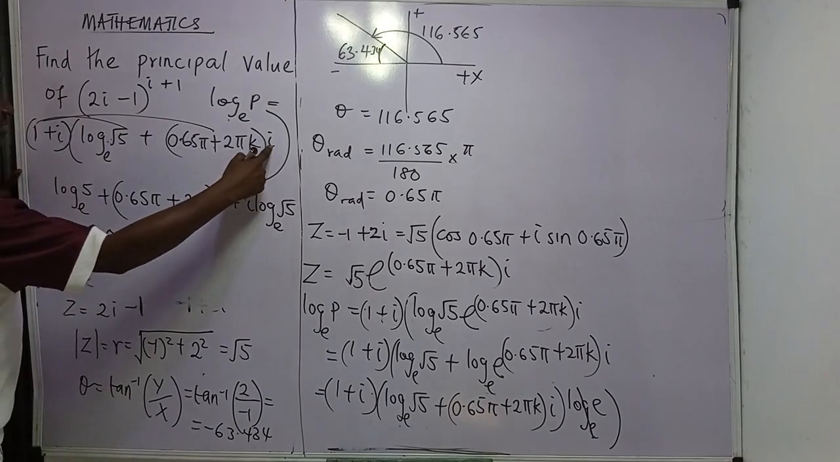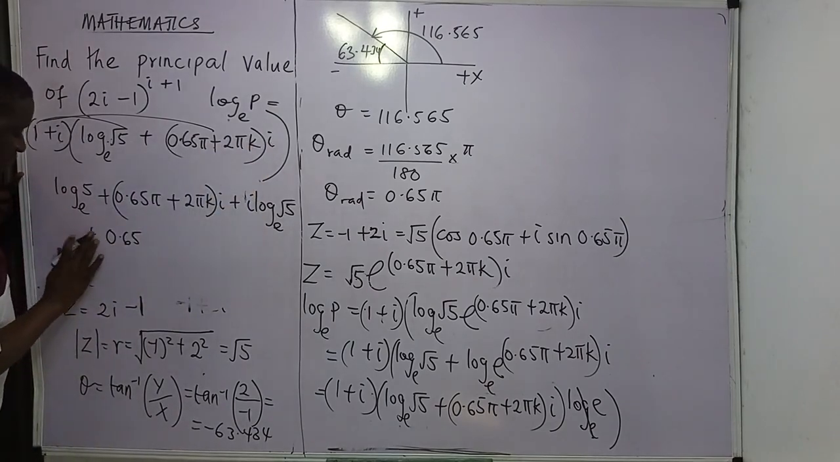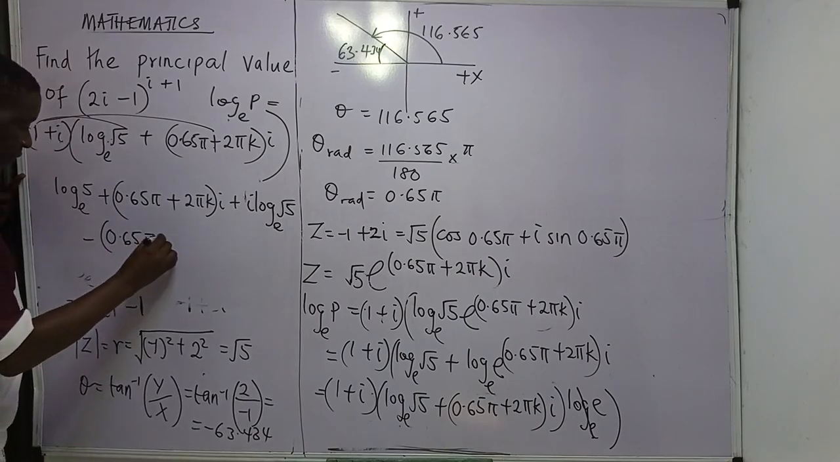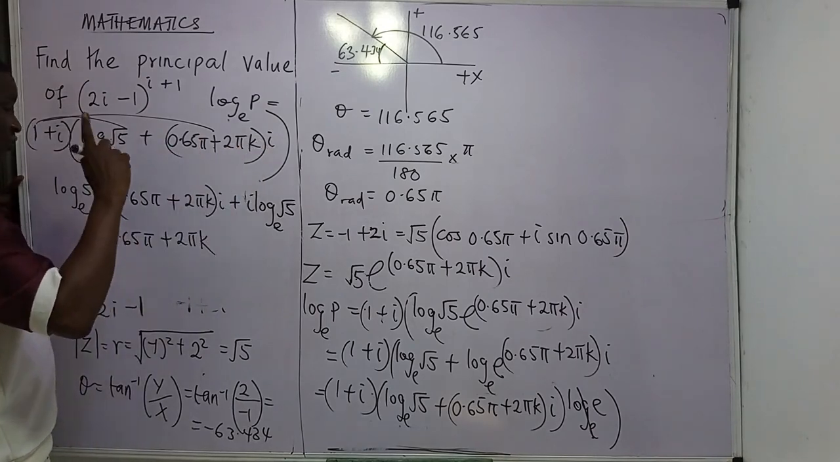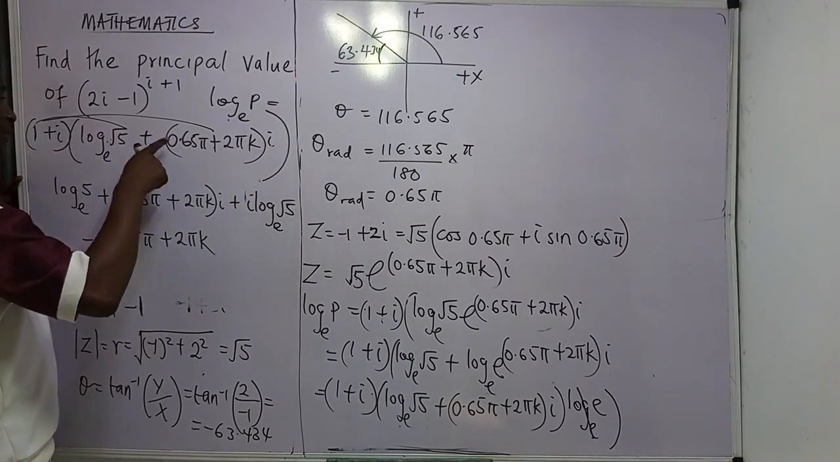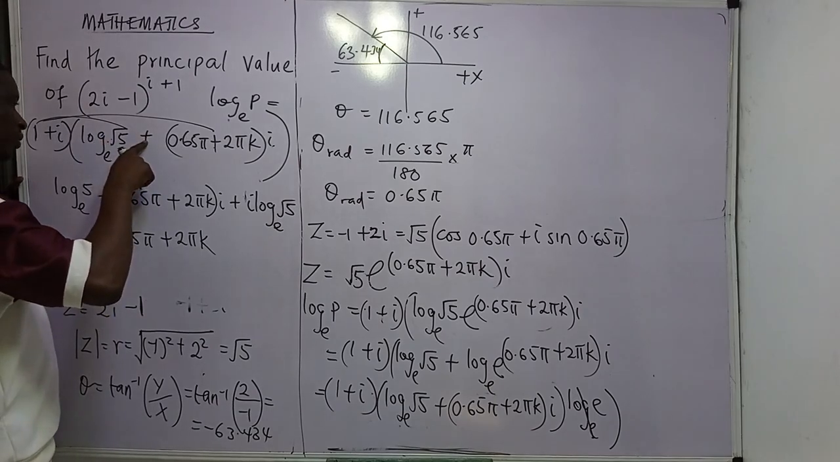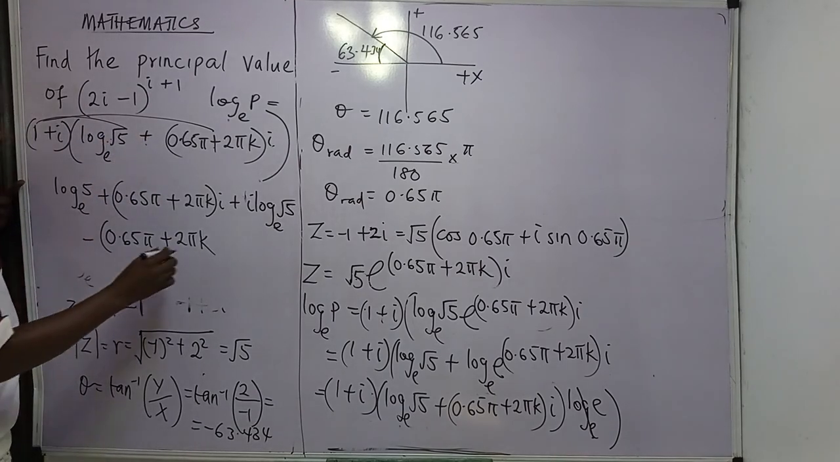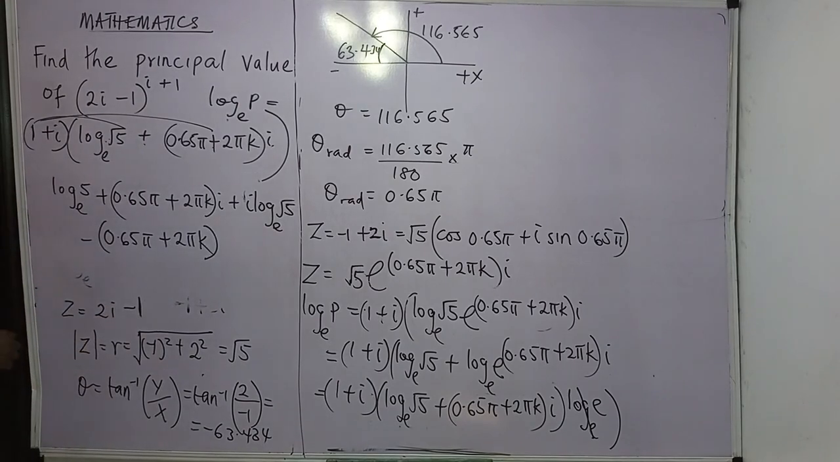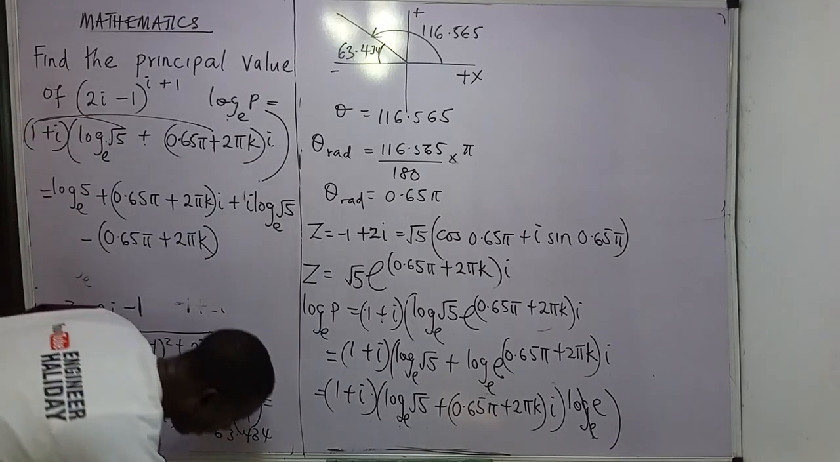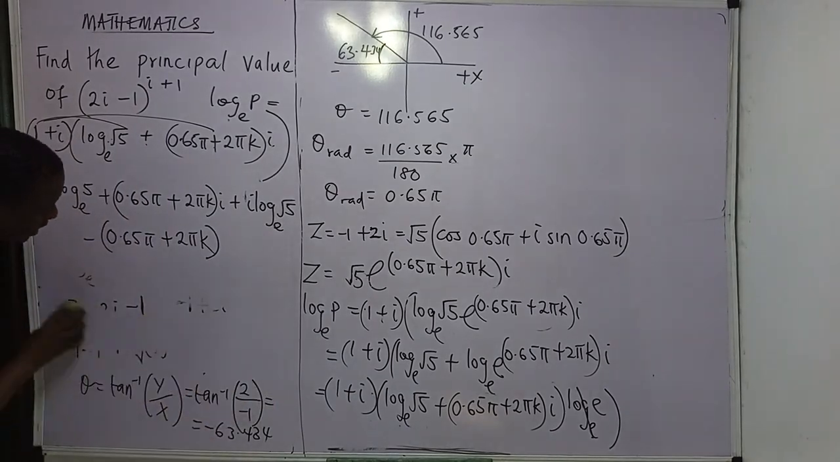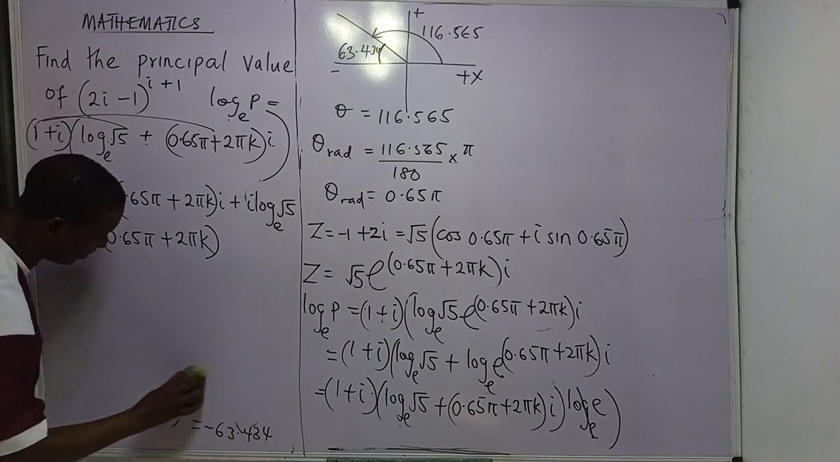i times i is i squared. So I would have minus 2 pi k. Don't forget, i times i is i squared. i squared will bring about minus 1. And minus times plus is what? Minus. So we have done that now. So we have opened the bracket. Now we can collect like terms to finalize our answer.